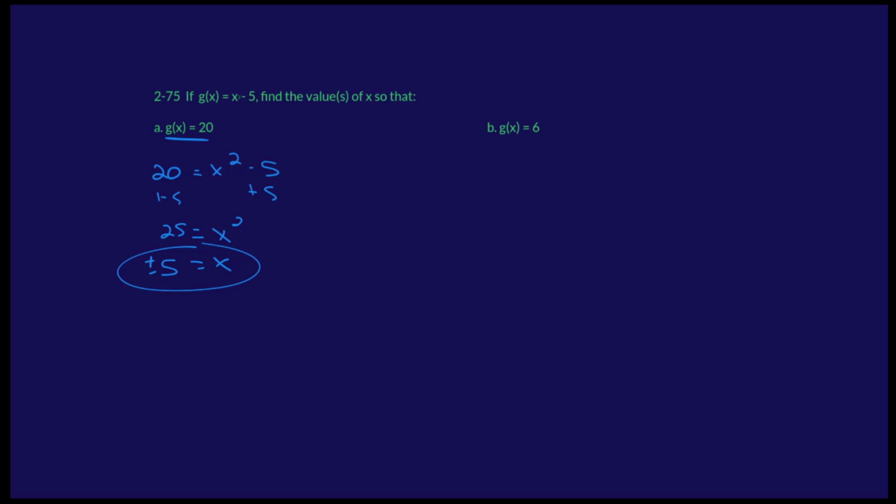Okay, same thing on part B. It's going to look a little different. It won't be as nice and neat as plus or minus 5, but we'll take 6, substitute it in for g of x, and set it equal to x squared minus 5. We'll add 5, and then x will equal plus or minus the square root of 11. Okay. And that actually ends 2.1.5. It also ends the review and preview for 2.1.5.